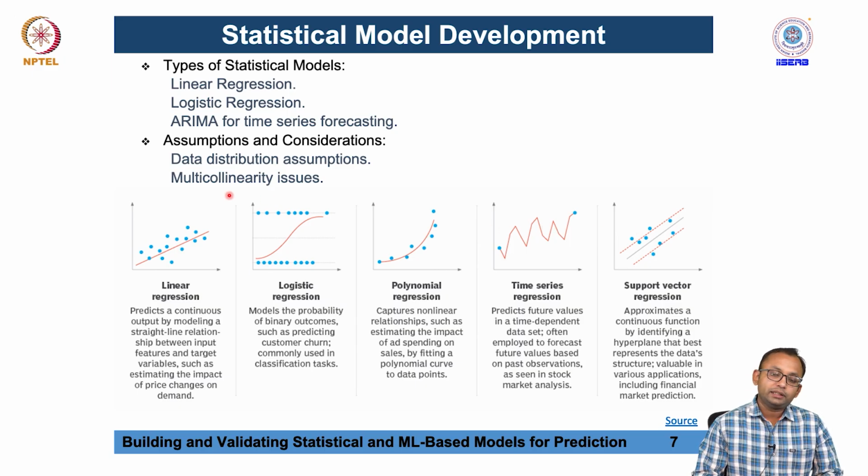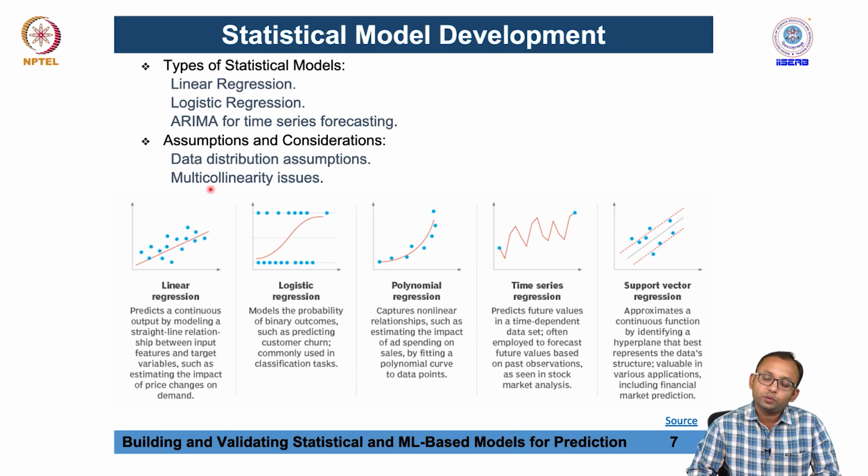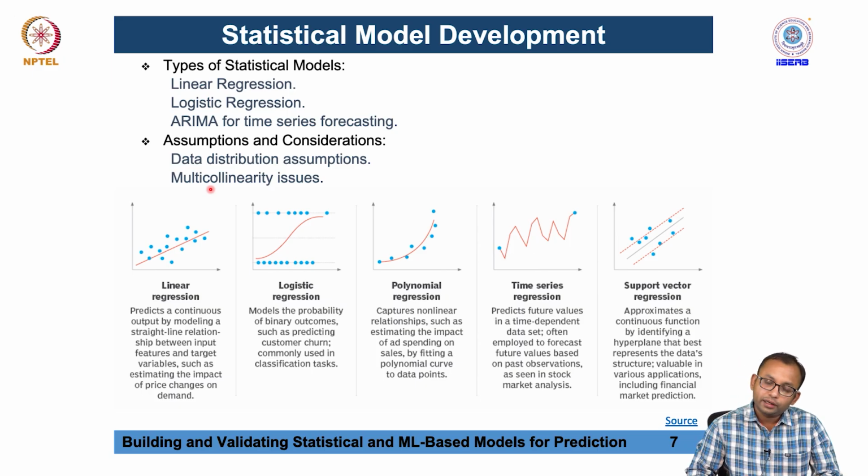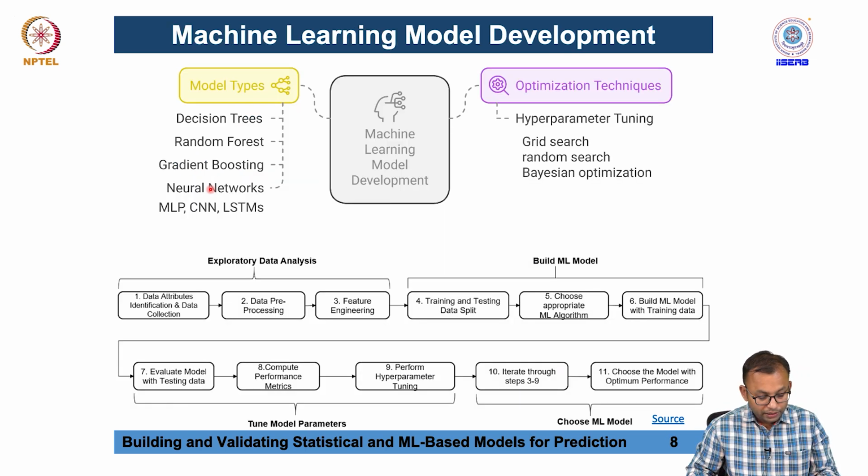What are the assumptions and considerations? We are assuming a data distribution, and sometimes there is a problem with multi-collinearity, which means there are multiple inputs and it is possible that the multiple inputs are also correlated with each other. In that case we can use a dimension reduction algorithm called principal component analysis to reduce the dimension of the data set, and then we can use the 3 components of the principal component analysis, PC1, PC2, PC3, which are not correlated with each other, for model development.